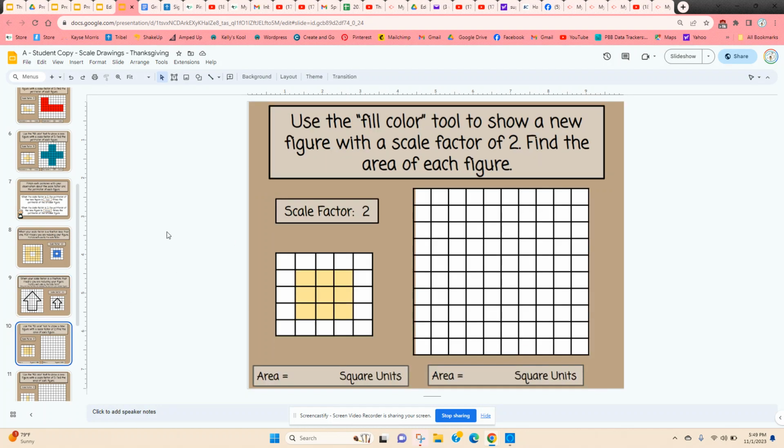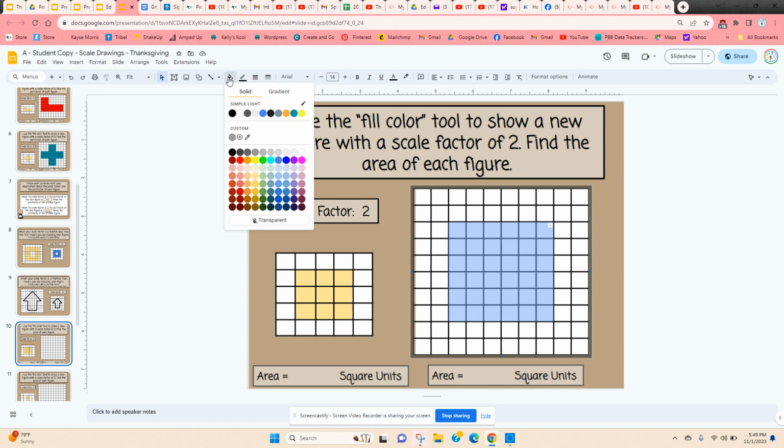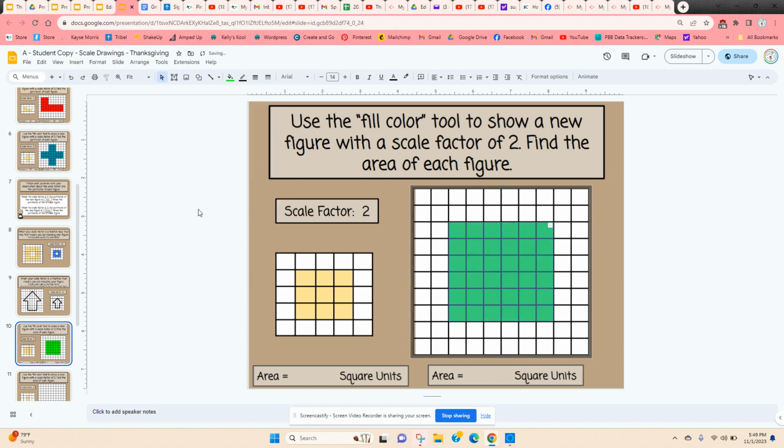The next thing we want them to see is what happens to the area. Now this figure, very simple, here is a 3 by 3. So if we have a scale factor of 2, that means it's now going to be a 6 by 6. Okay, fill color, can use any color I like.